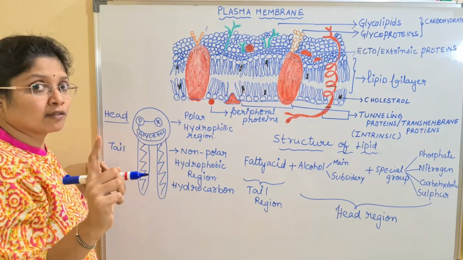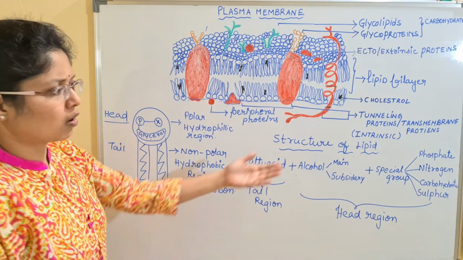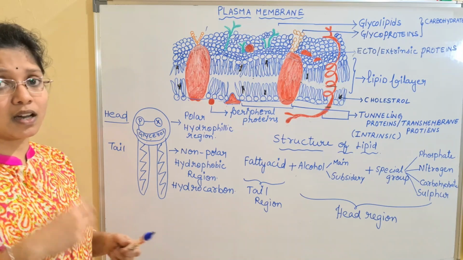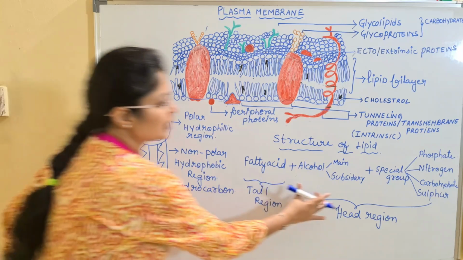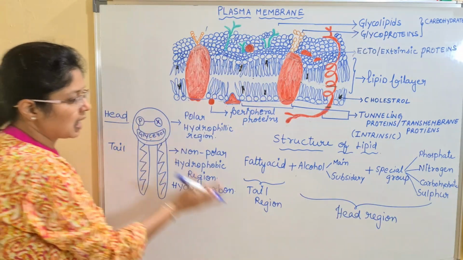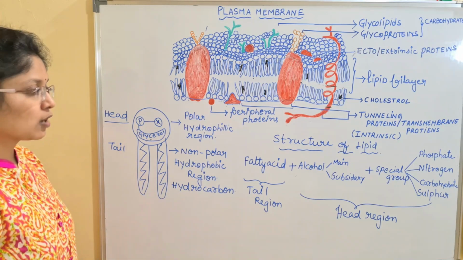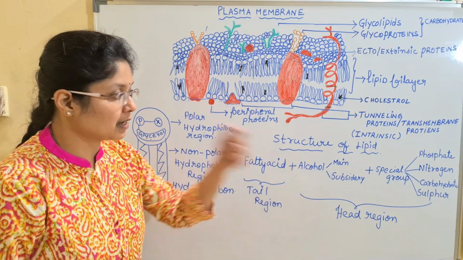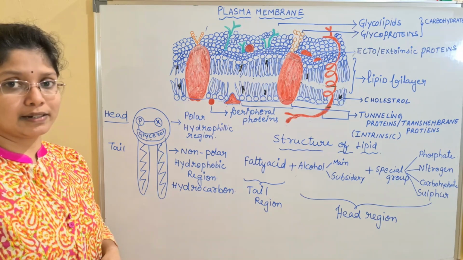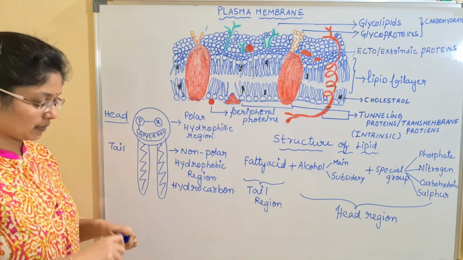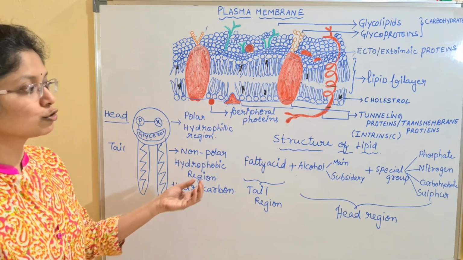And what is the third group I have told you? It's a special group. It can be anything like nitrogen, sulfur, phosphate, or the carbohydrates. Mainly the carbohydrates are present generally, and these are attached like this. Okay, so these three groups will constitute the head region, and the fatty acid molecules will constitute the tail region. Because of these groups, this is mainly polar in nature, and the fatty acids will be non-polar in nature.